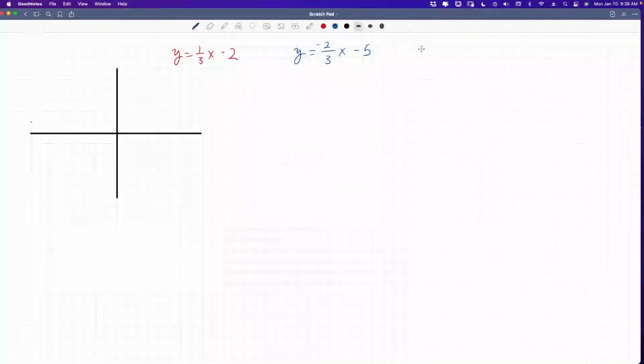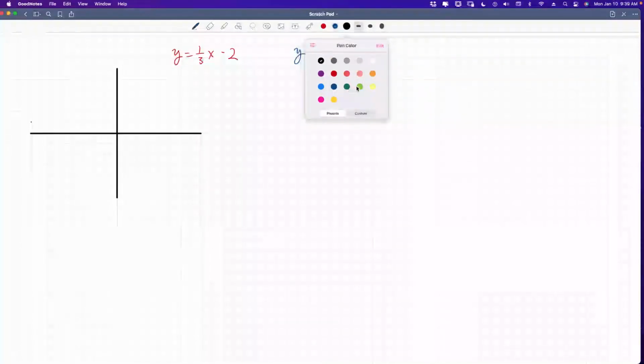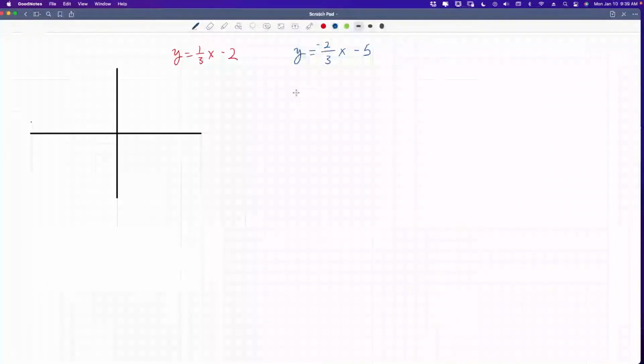And let's do one more. Let's do a green line. And let's say it is y, oh, I didn't do the green, hang on. Y is equal to, what do we have here? What's my other line? All right, 3x plus 4. There's our other line.